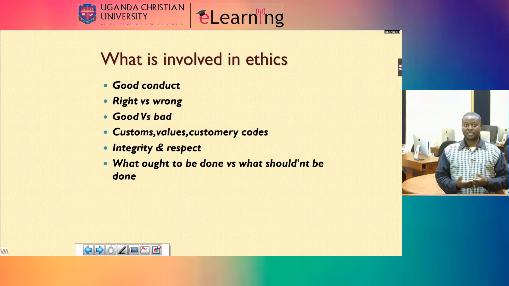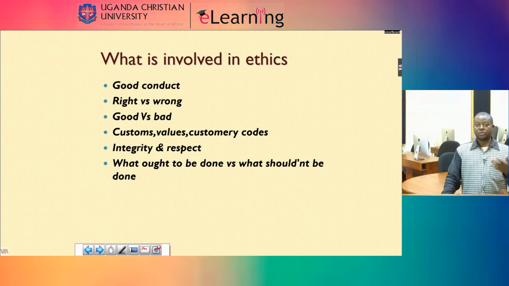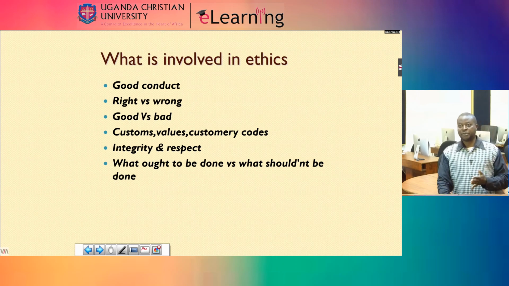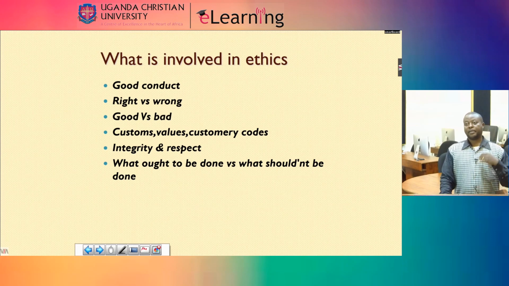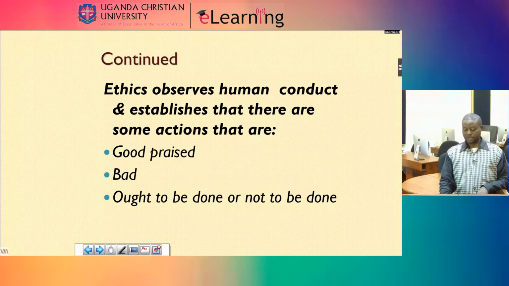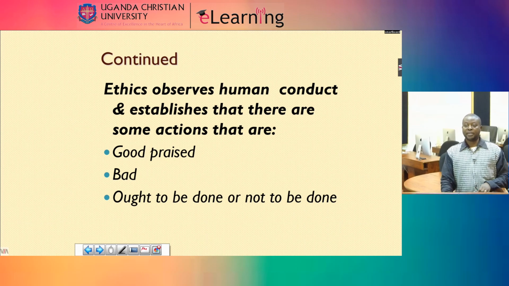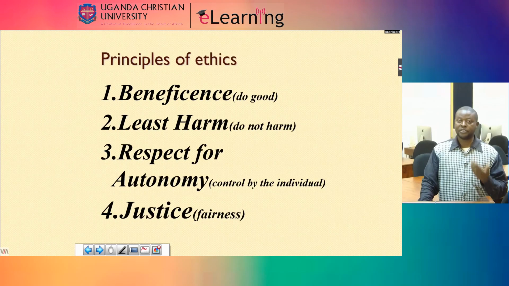What is involved in ethics? A number of aspects sum up this whole concept of ethics. In the study of this course unit, we shall be in a position to know what is good conduct. We shall be in a position to distinguish between right and wrong, what is a good choice as opposed to a bad choice, and what ought to be done as opposed to what should not be done. Ethics observes human conduct, and it establishes that there are some aspects which are praised as good, and there are also aspects which are not. And all that skill, we can only get it in the study of this course unit called ethics.